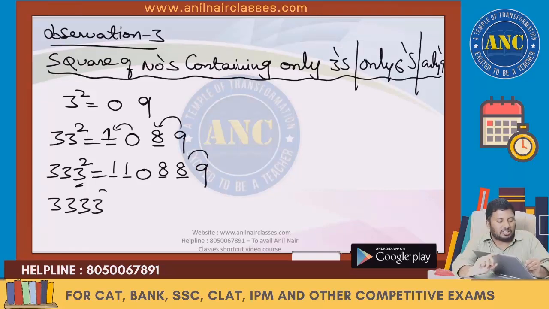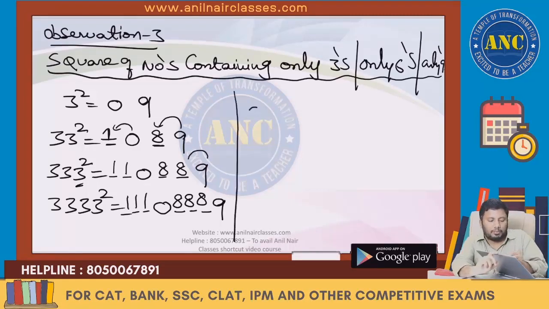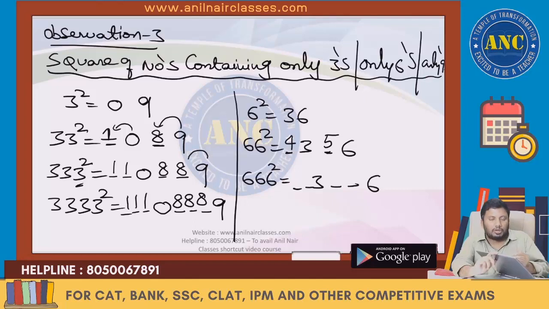Suppose 4 3's are there. 3 square is 09. Keep slashes. 1 less than this number, 1 more than this number. Suppose it is 6, 6 square is 36. 66 square. 6 square is 36. 1 more 6 is there. Slash. This is 1 less than, this is 1 more than. 666 square. 6 square is 36. 2 more 6's are there. 2 slashes. These are 1 less than, these are 1 more than. I hope the idea is clear.